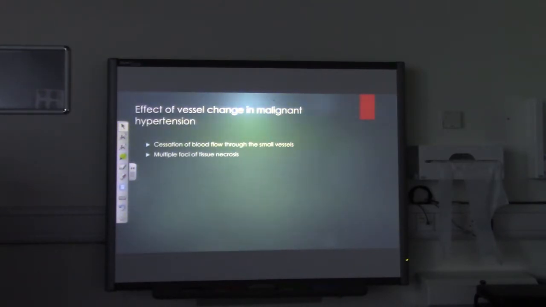Effect of vessel change in malignant hypertension: what we might see is cessation of blood flow through small vessels and multiple foci of tissue necrosis. So this rapid increase can cause tissue necrosis and cessation of flow in small vessels, which can start to be quite symptomatic.